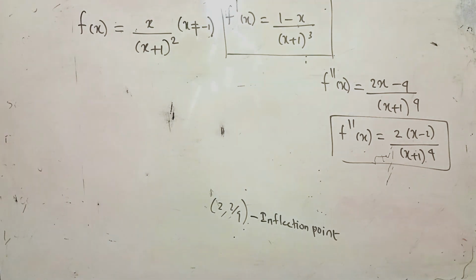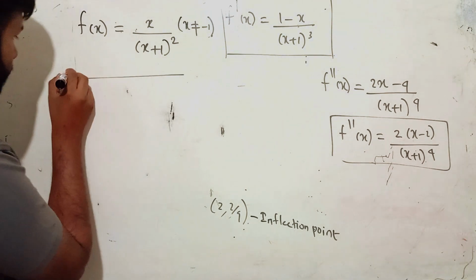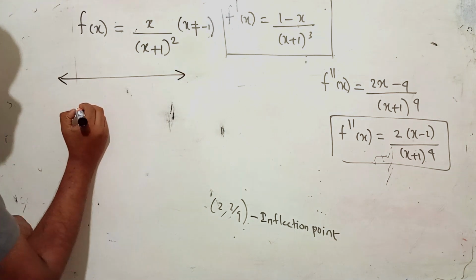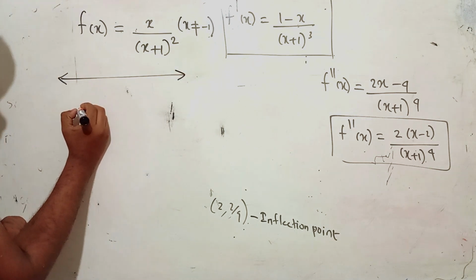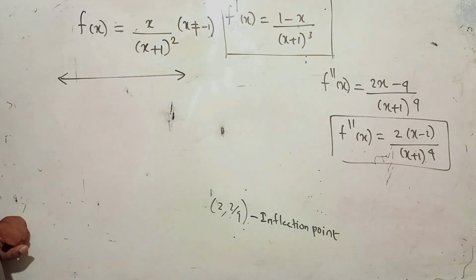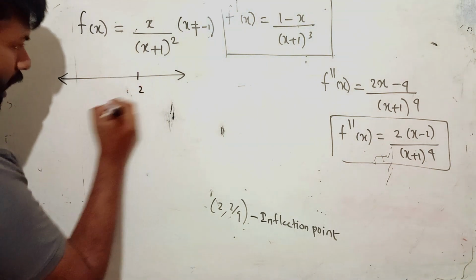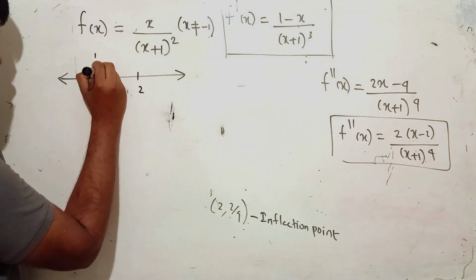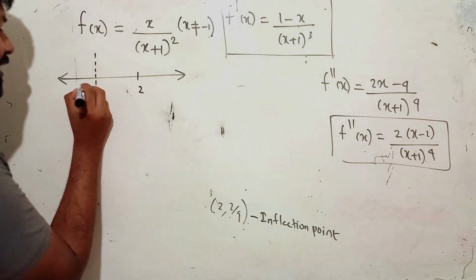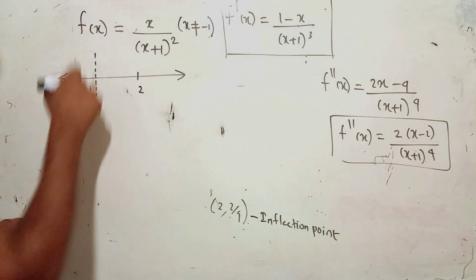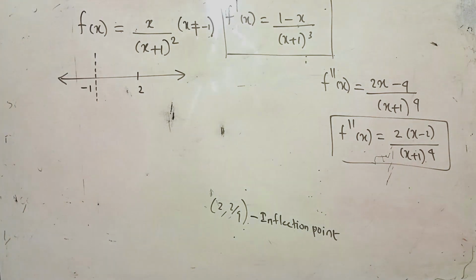So again, you have to draw a number line for x. In that number line, you have to denote the x coordinate of the inflection point and the vertical asymptote. Here also you have to denote the vertical asymptote, right? The vertical asymptote is common for both number lines.